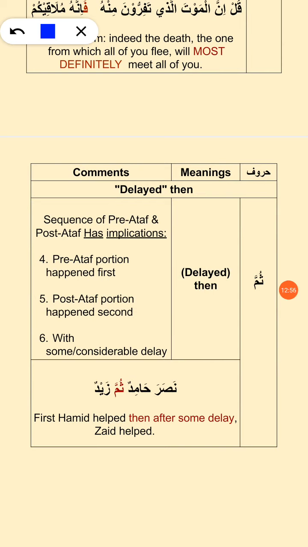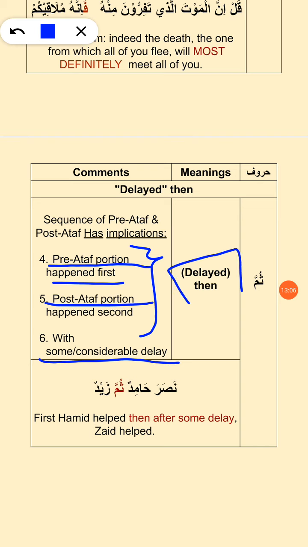So the chronological sequence remains the same. The pre-ataf portion happened first, the post-ataf portion happened second, but with considerable or some delay. So Nasara Hamidun Summa Zaidun would mean that first Hamid helped, then after some delay, Zaid helped. So this is the subtle point that you need to know about Summa and Fa.